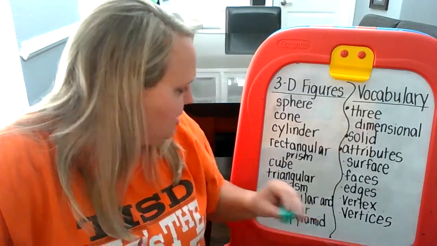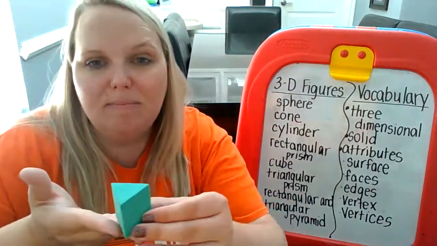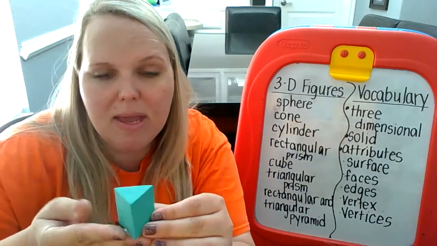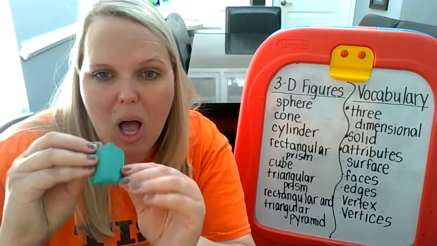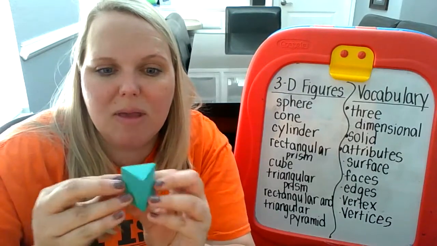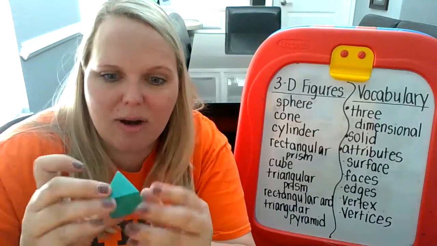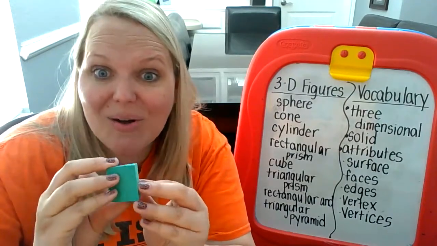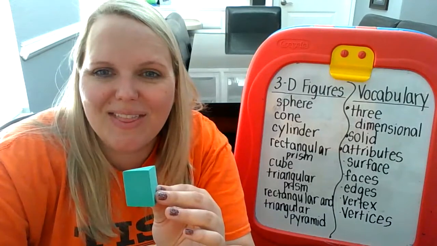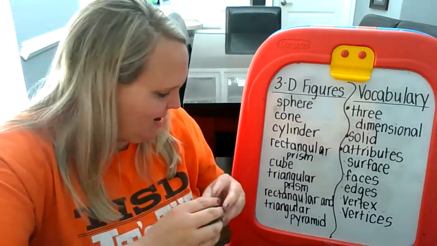All right, next we're going to talk about the triangular prism. The triangular prism has a triangle at the top and at the bottom, and on the sides can be either squares or rectangles. So I want you to try to find one of these around your house, and you can count the number of edges and faces and vertices.